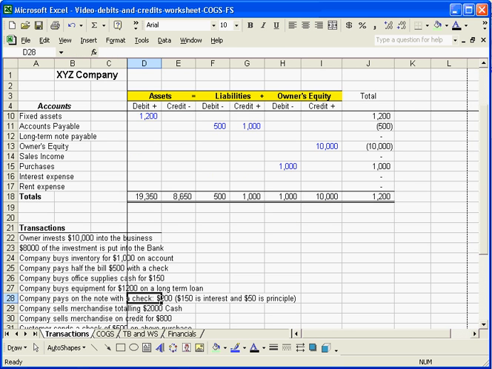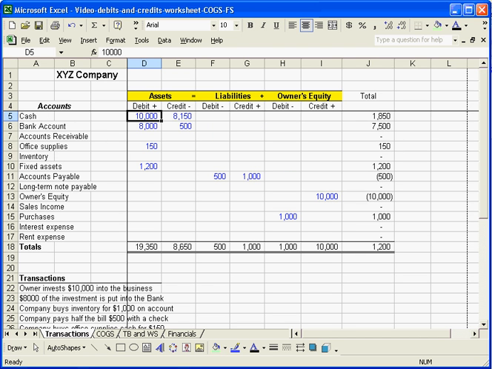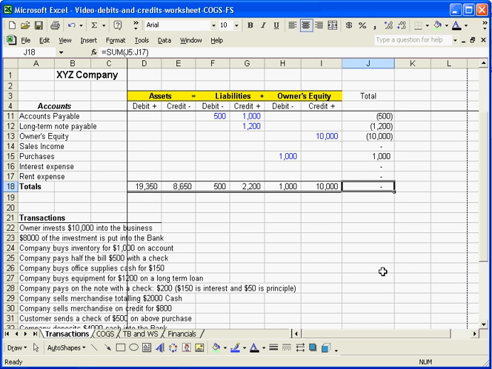Company buys equipment for $1,200, but we didn't pay cash for it, and we didn't write a check. We simply took out a loan for that $1,200. And so the next account, the liability account that we're looking at, is long-term notes payable. We're going to come here on the credit side and record that we owe the bank $1,200. Okay, and we're back in business. We're zero balance here.